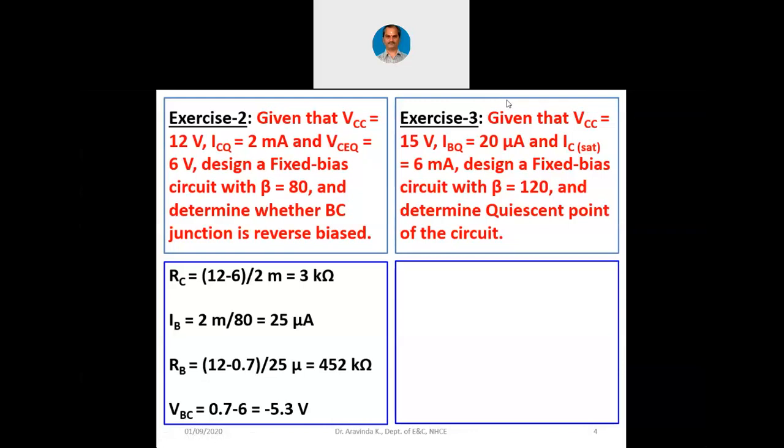Okay, RC is 2.5 kilo ohms. Yes, RC is 2.5 kilo ohms. How? IC sat is given as 6 milliampere. When IC sat is given as 6 milliampere, then naturally 15 volts divided by 6 milliampere is 2.5 kilo ohms. That is correct.